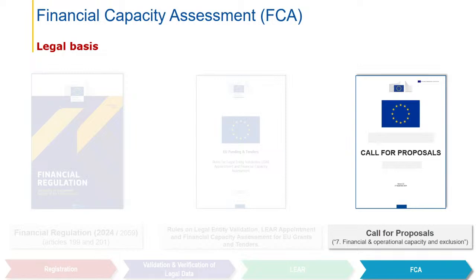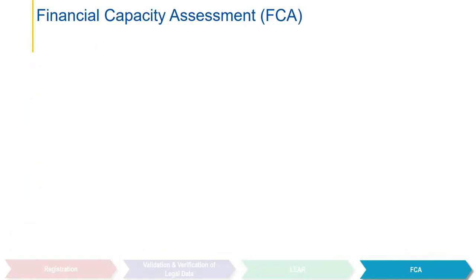The third document is the call for proposals specific to your action, and here you can find important information on what happens in different scenarios. For example, if all the participants in the consortium are evaluated or only the coordinator, what happens if the coordinator gets a negative reply from us, as they get a negative financial capacity assessment, and so on. This document is also very important for you, so please have a look at it.